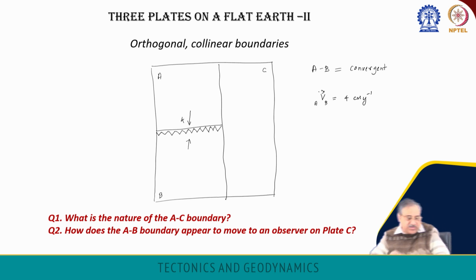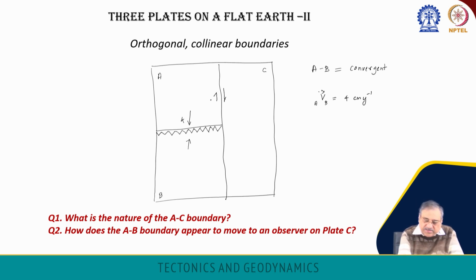On the other hand, let's think of a system where the boundary between A and C is a dextral transform fault. Let's say that the length of this vector is 2 centimeters per year. So these two have to be of the same length. This is not to scale, so just to make it a little larger, 4 is larger than 2. So you can think of it this way.